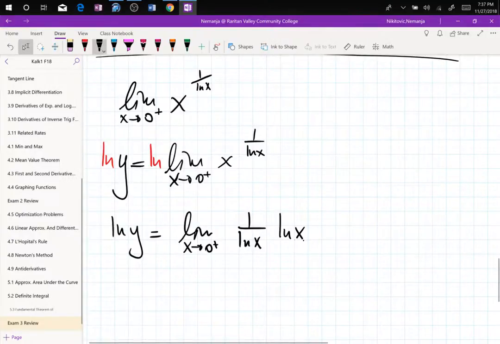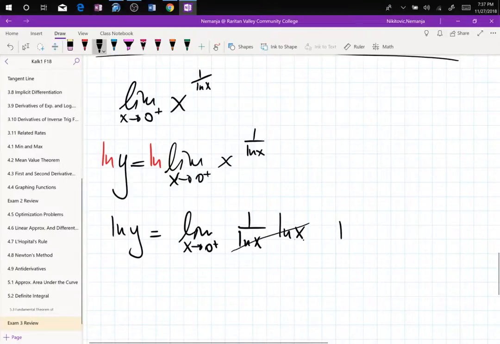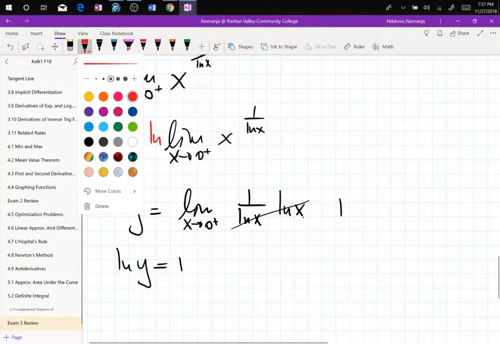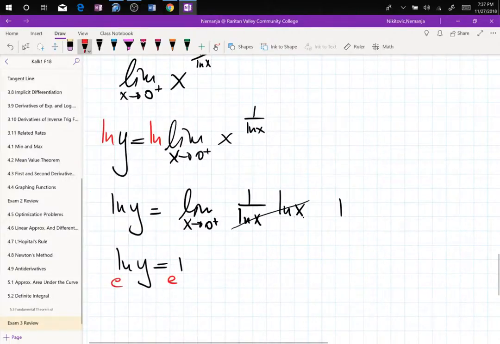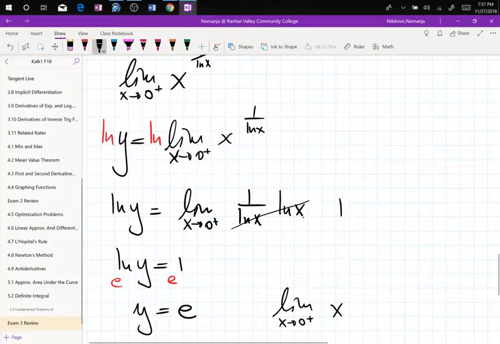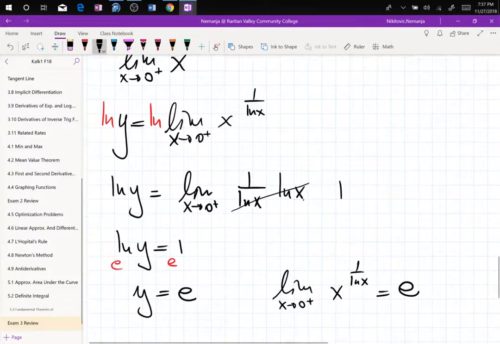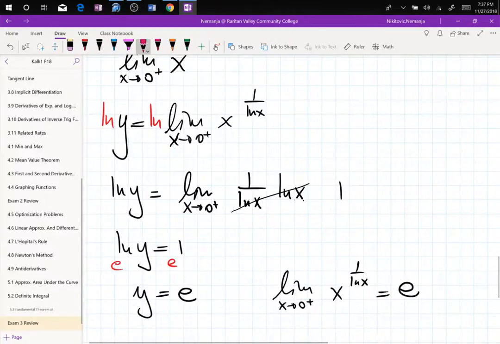Exactly, they just cancel out, right? So that's equal to 1. And we have ln y equal to 1, exponentiate both sides. y equals e. And that's the limit. So the limit as x goes to 0 plus of x^(1/ln x) is equal to e. Ta-da! Done.